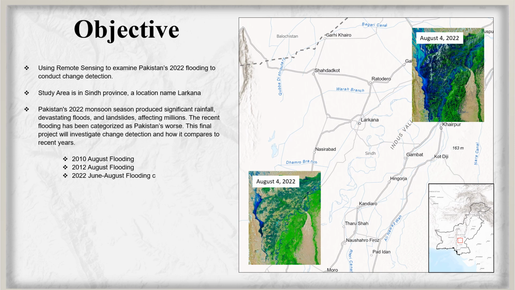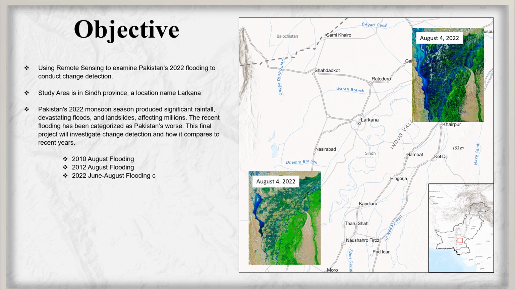Pakistan's 2022 monsoon season produced significant rainfall, devastating floods, landslides, and affected millions. The recent flooding has been categorized as Pakistan's worst. This final project will investigate change detection and how it compares to recent years. I will be comparing 2022's flooding to 2012's flooding and 2010's flooding during this project.